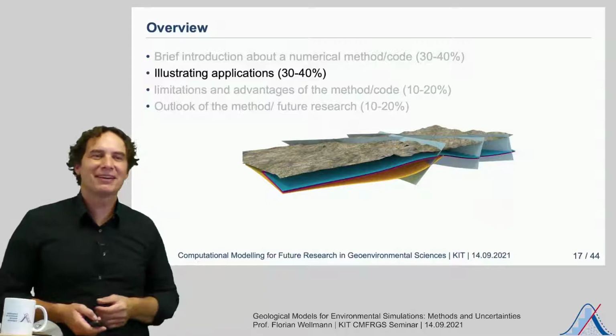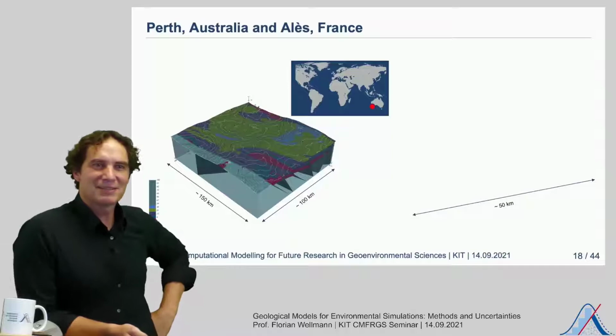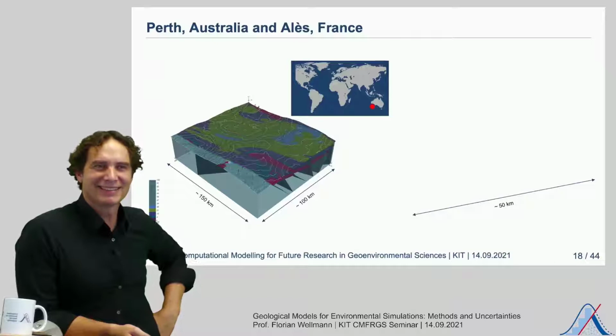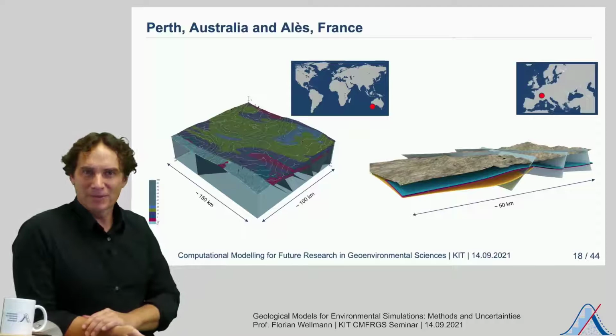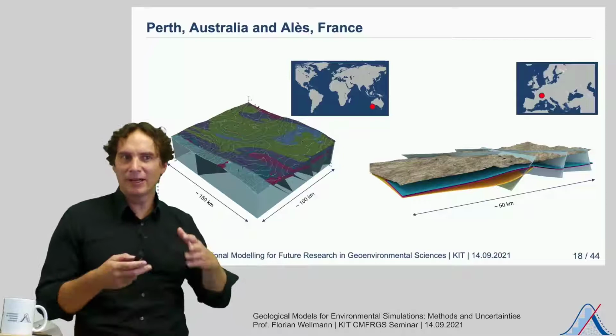I'll probably be a bit quicker here just to show you how it has been used, and some of the people here may recognize their own models again. This is one model that we created in the Perth Basin a long time ago when I did my PhD there. You can see here faults and interfaces. This was for a geothermal study on the range of hundreds of kilometers. This is another example from southern France, Alès, a model on the range of tens of kilometers. We see the same kind of large-scale features and faults affecting these models.